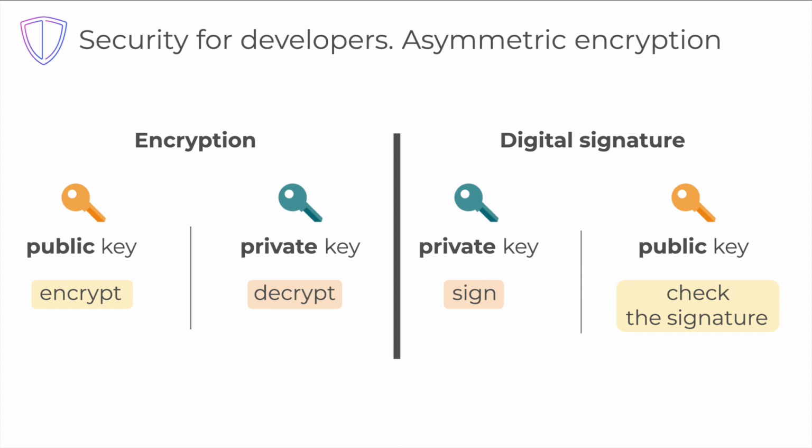In the case of encryption, you use a public key to encrypt the data and only use a private key to decrypt it. In the case of digital signing, you sign the data with a private key and verify it with a public key. People can verify that you have signed a particular data.